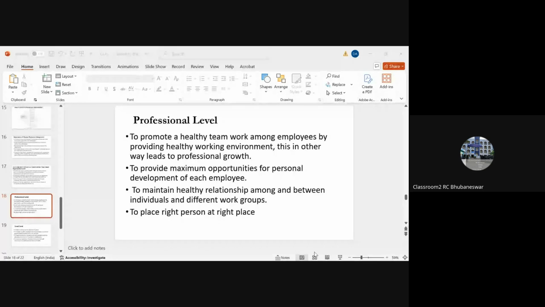The authority must always be vigilant to maintain healthy relationships between individuals and different work groups, to place the right person at the right place.